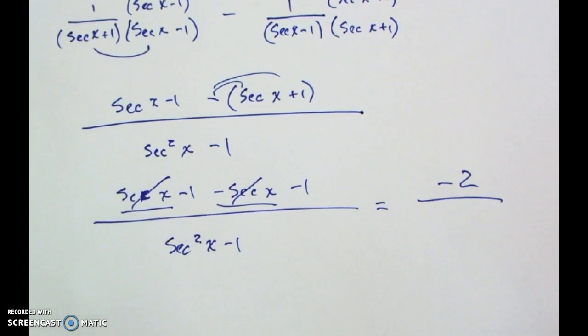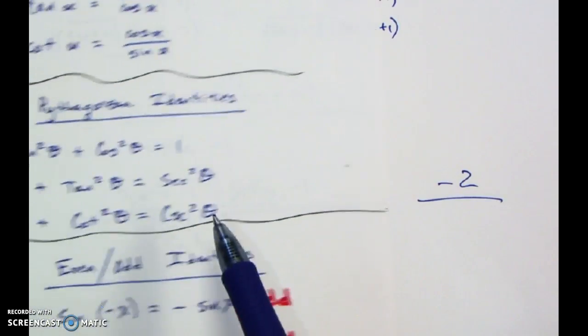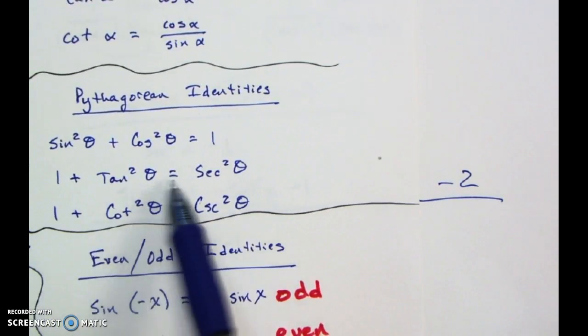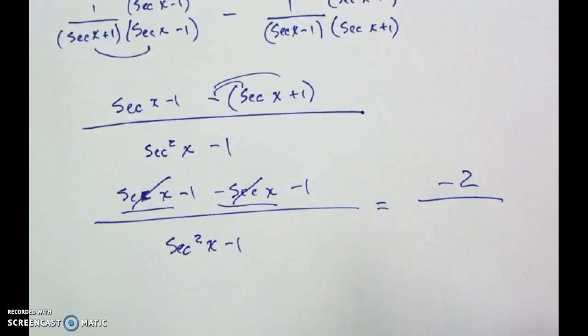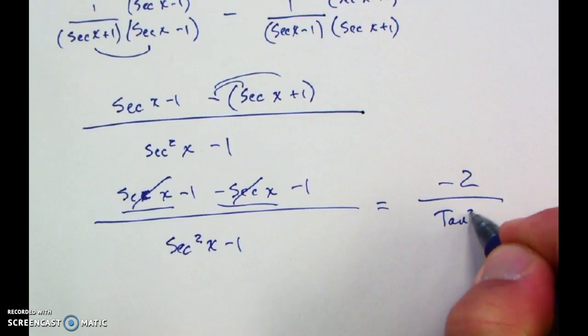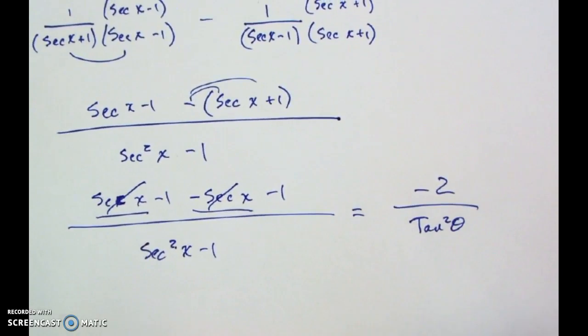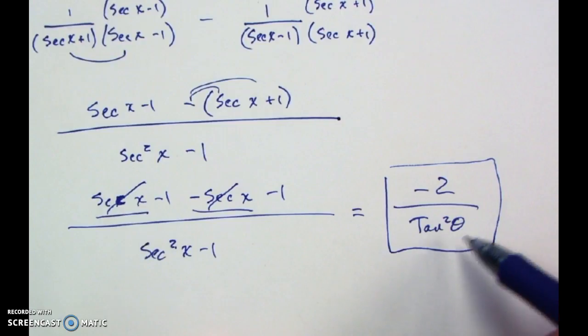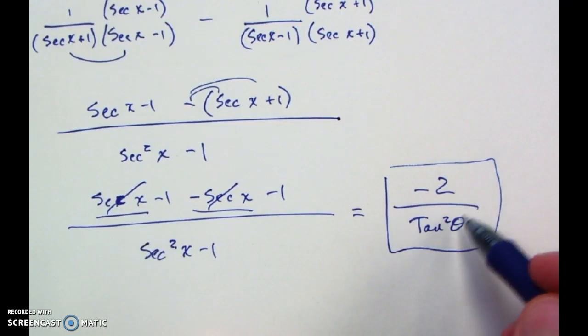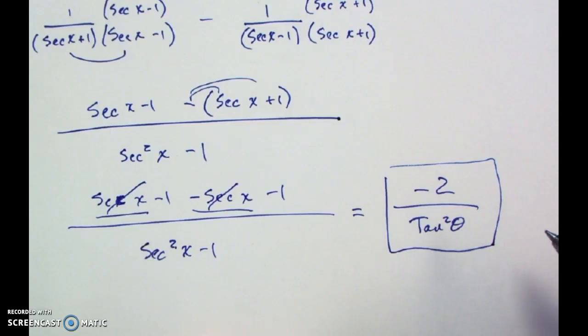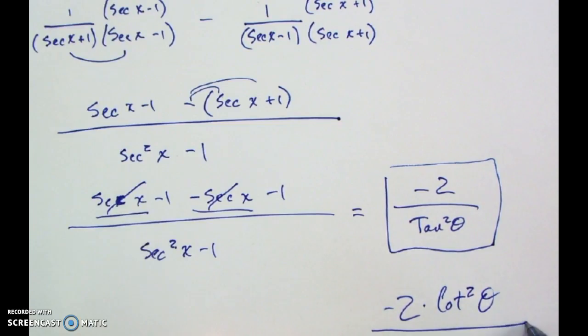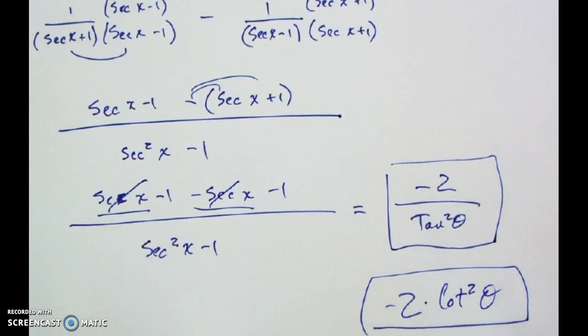Anytime I see a squared, I think about our Pythagorean identities. So secant squared is there. If I subtract the 1 over, then that would be equal to tangent squared. To have tangent squared theta for our denominator is simpler. So we could stop here and have that as an answer. If we want to get rid of the fraction, we could use our reciprocal identity and also write this as negative 2 times the cotangent squared of theta. And that would be also another simpler way. There's more than one spot we can stop along the way on these.